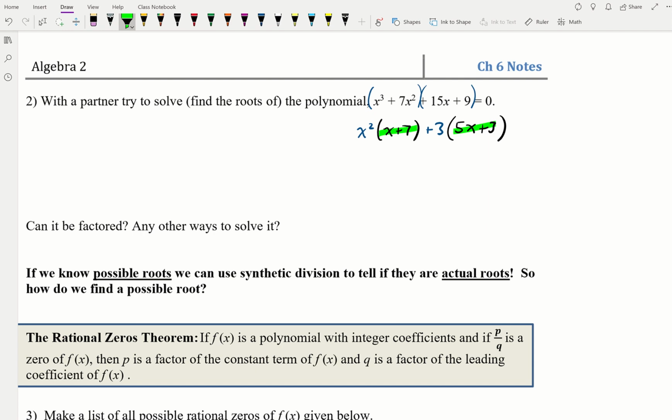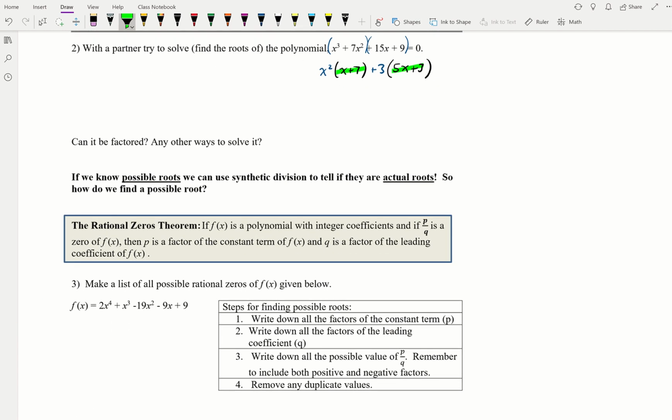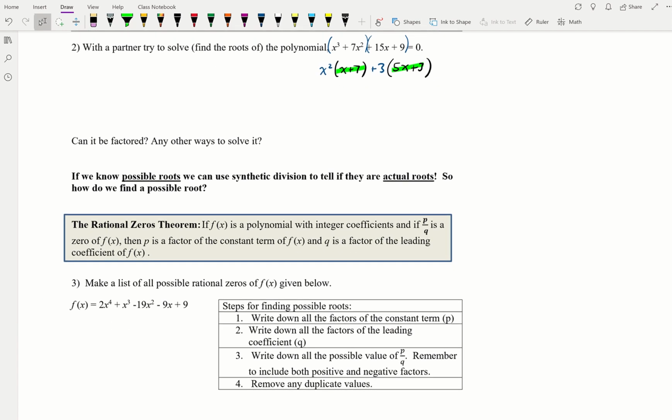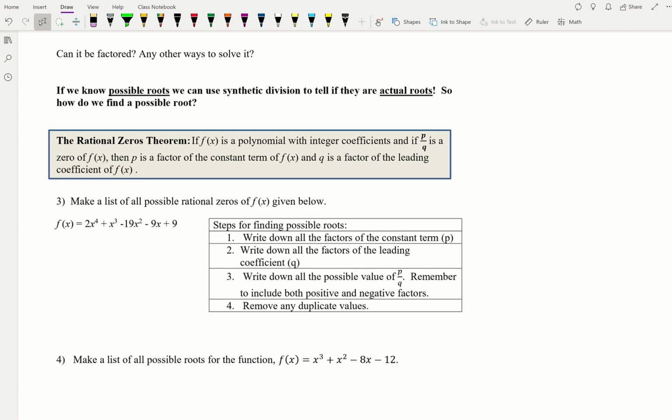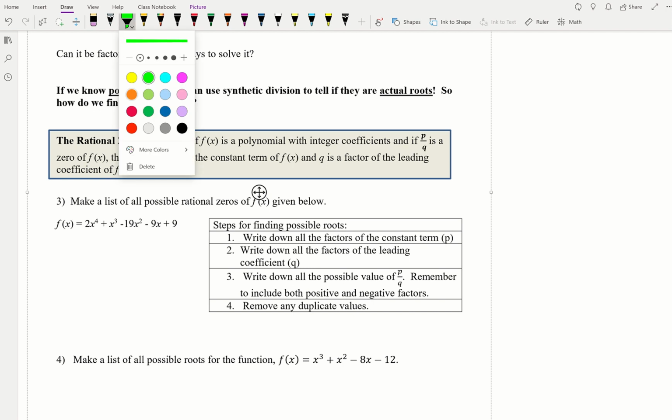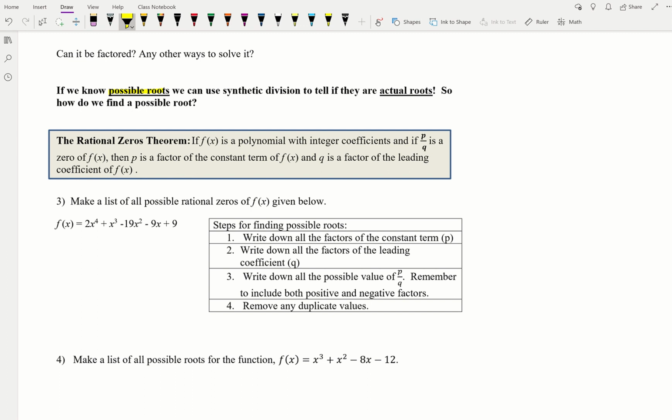Unless we graph it like we did on the previous problem, we really get stuck in this situation. That's where what we're going to learn today comes into play. We're not going to rely on graphing. Instead, we're going to use what's called the rational root theorem, or the rational zero theorem. What the notes say is that if we know the possible roots, we can then use synthetic division to tell if they are actual roots.